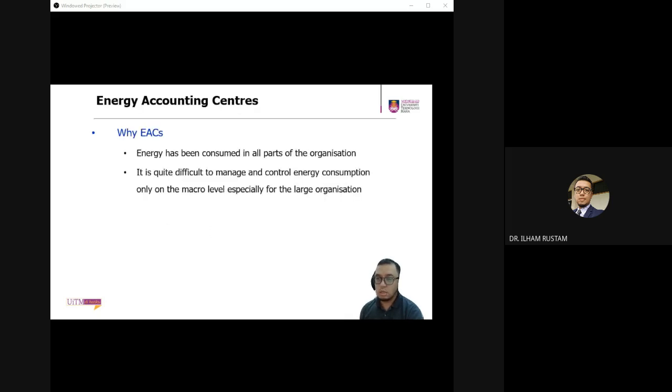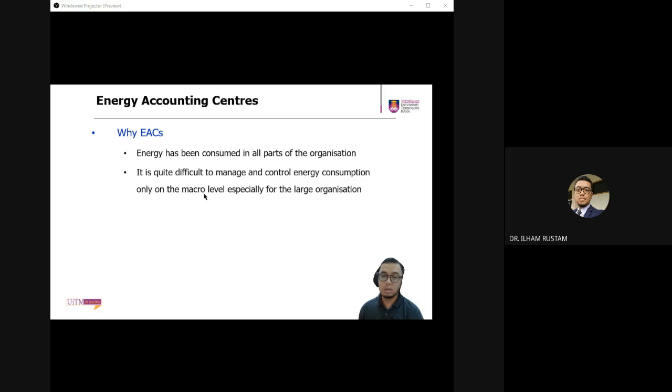So why do we need energy accounting centers? Because we are trying to measure the energy, because we want to give a number to the energy that has been consumed for the interested part of that organization. It can be the whole organization. It can just be a certain part that you're focusing on mainly. It's quite difficult to control and manage if you're only looking at the TNB electricity bill.